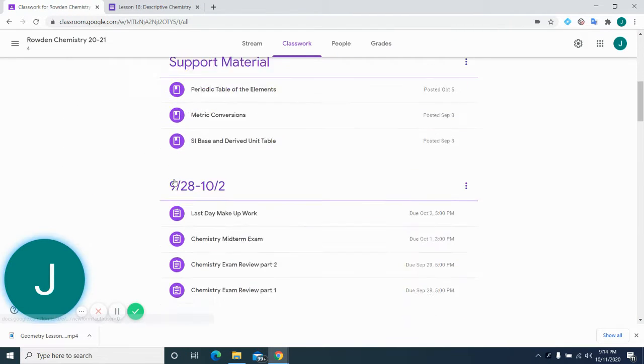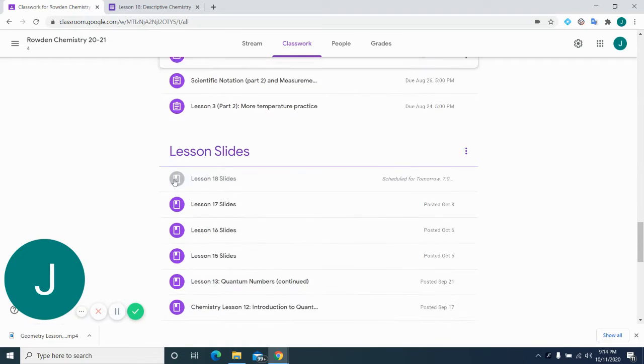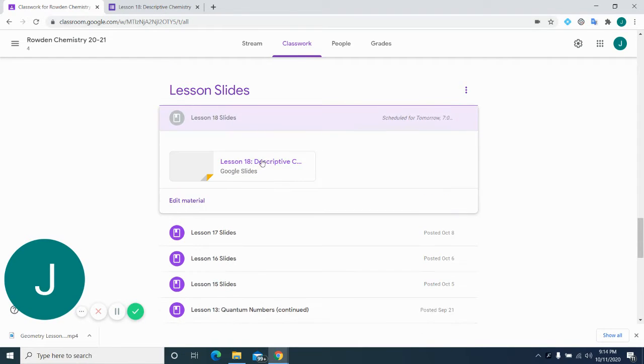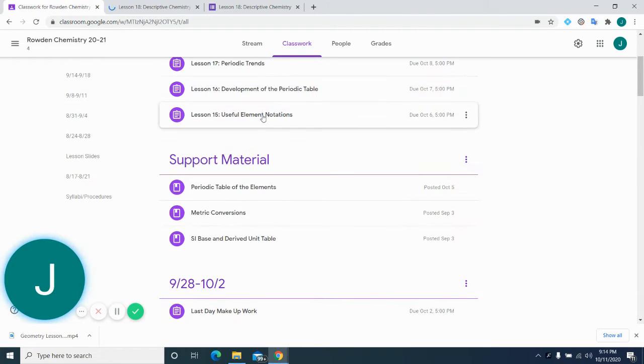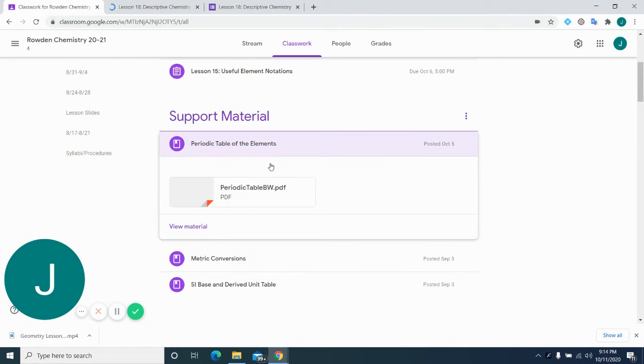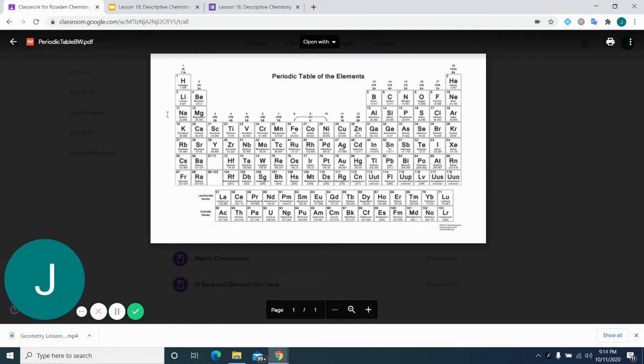All right, hello everybody. We're going to look at lesson 18 here. So what you want to do, you want to open up the lesson. Might be helpful to have the lesson slides open, and which pretty much will always be the case from here on out, you'll want to have the periodic table open.